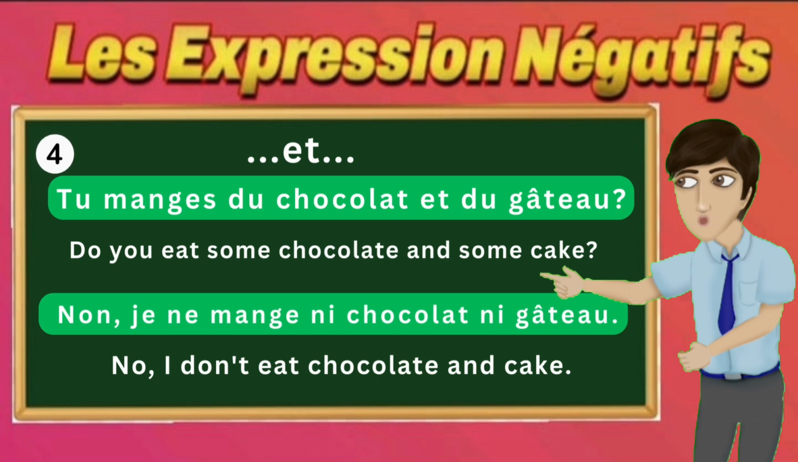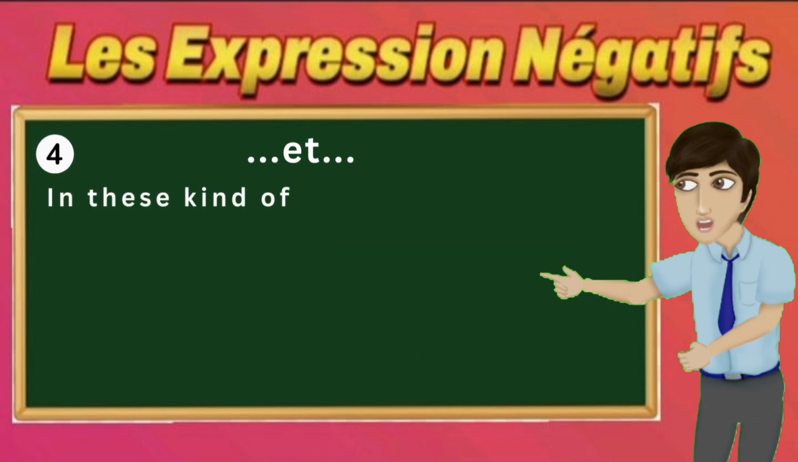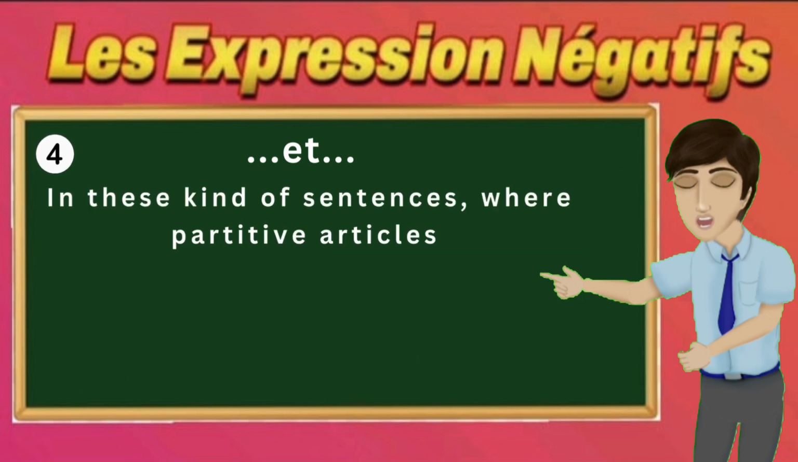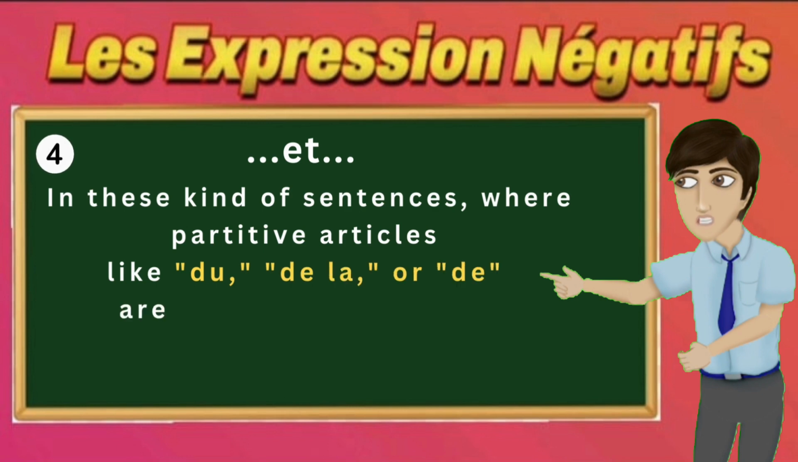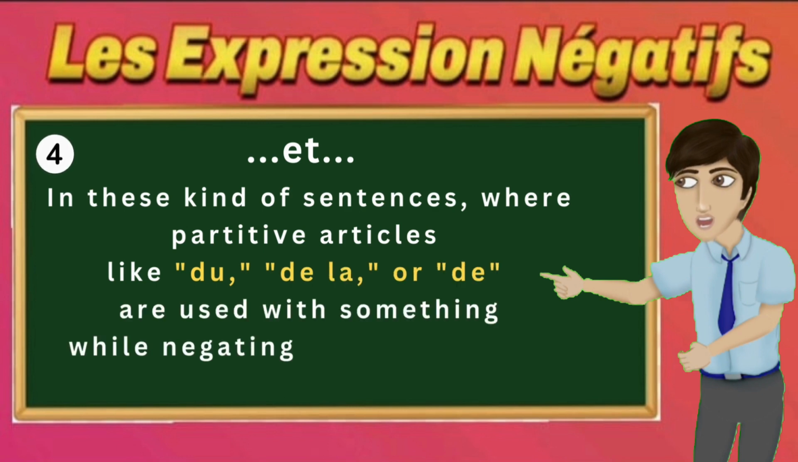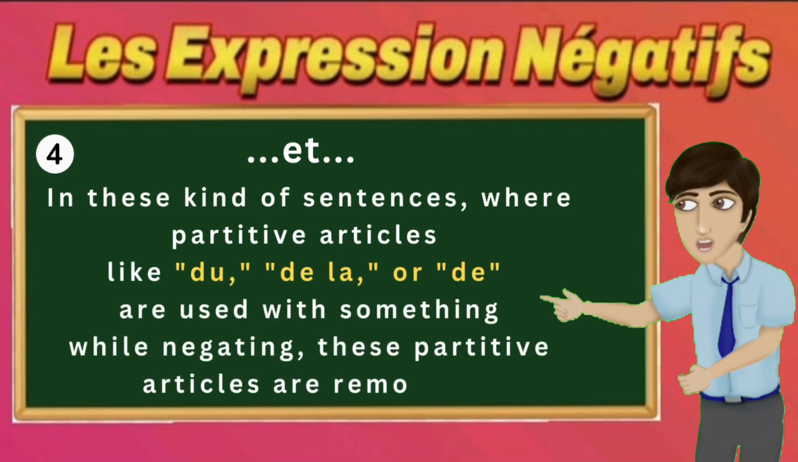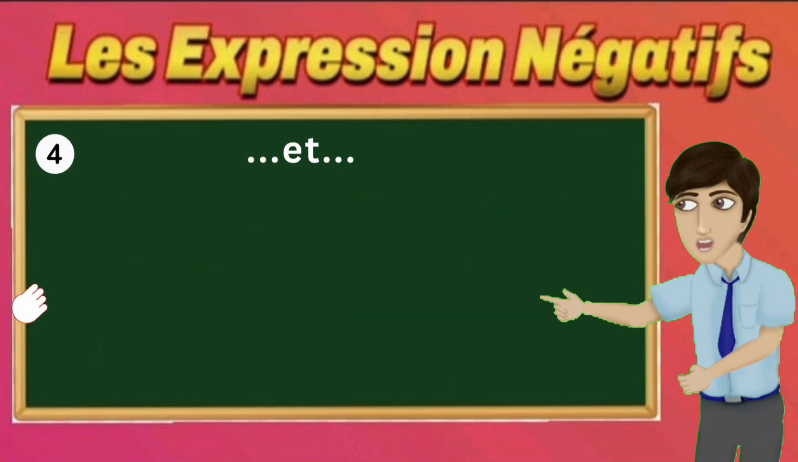The statement, "Non, je ne mange pas de chocolat ni de gâteau," can also be expressed as "neither chocolate nor cake." Both convey the same meaning, indicating that the person does not consume either chocolate or cake. In these kinds of sentences, where partitive articles like du, de la, or des are used, remember that while negating, these partitive articles are removed.